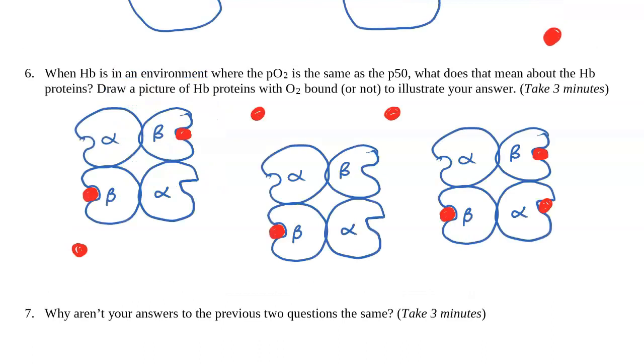Okay, so now I have 3 hemoglobins drawn. What do you notice? Did I do it right? Are half the binding sites filled? There are a total of 12 binding sites. 6 of them are filled, so that's correct.